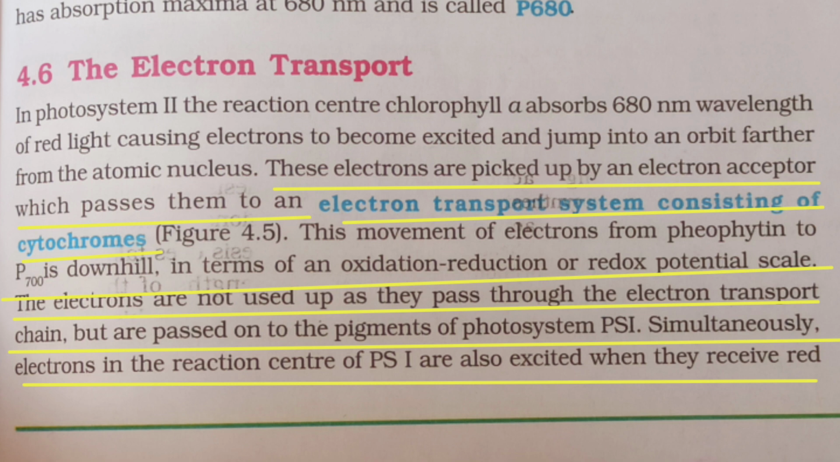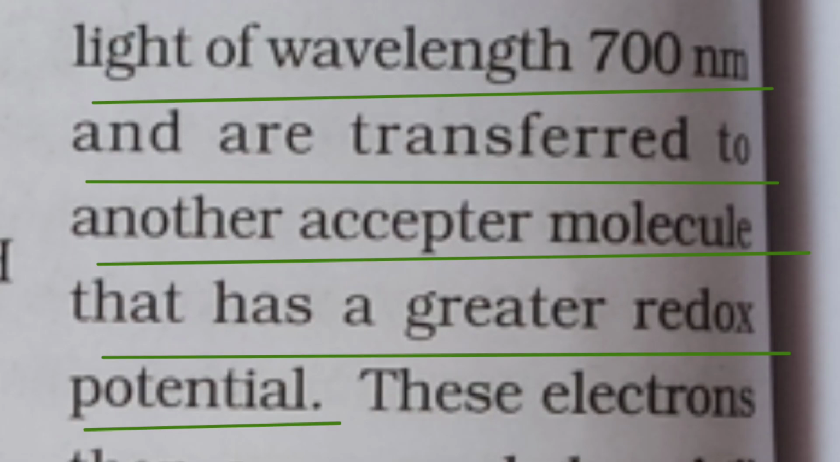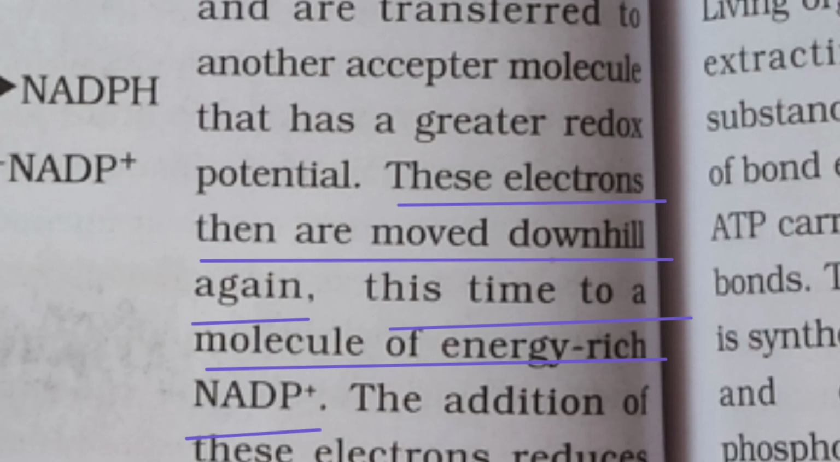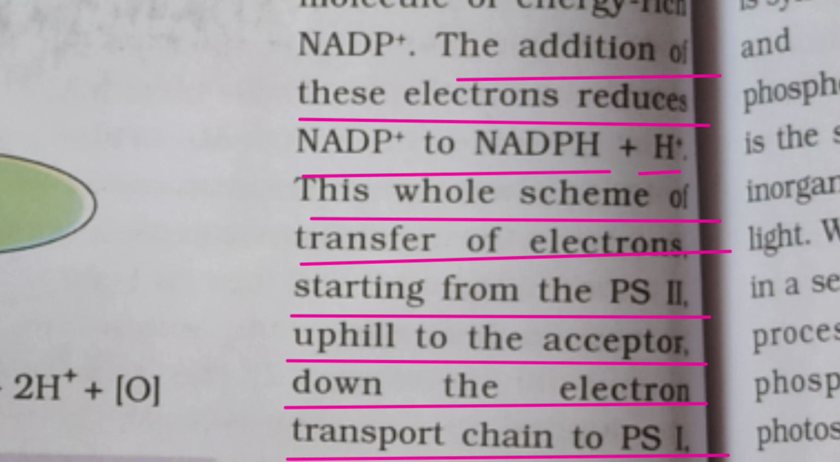Simultaneously, electrons in the reaction center of PS1 are also excited when they receive red light of wavelength 700 nm, and are transferred to another acceptor molecule that has a greater redox potential. These electrons then are moved downhill again, this time to a molecule of energy rich NADP+. The addition of these electrons reduces NADP+ to NADPH plus H+.